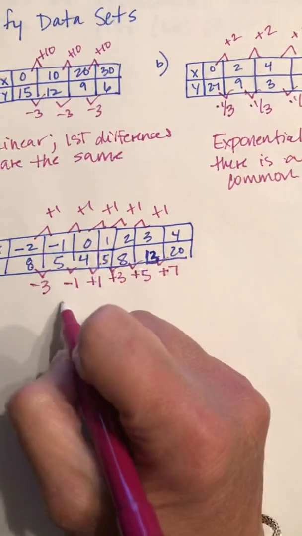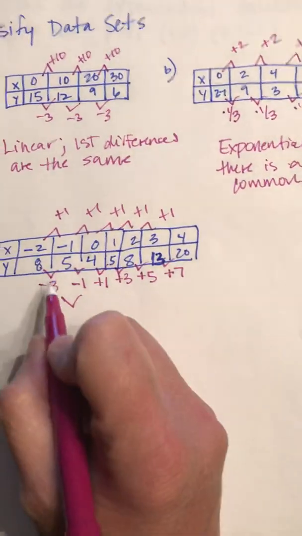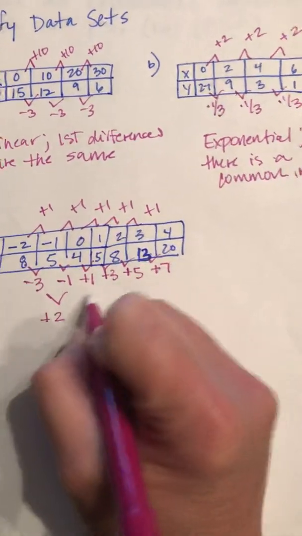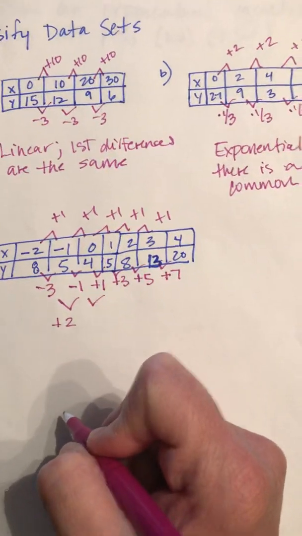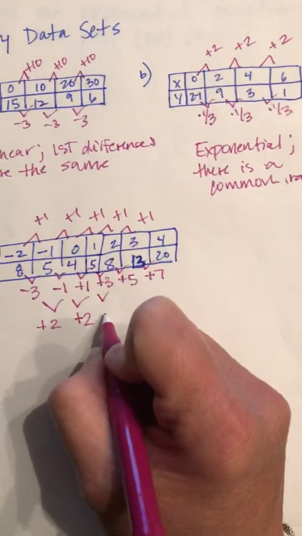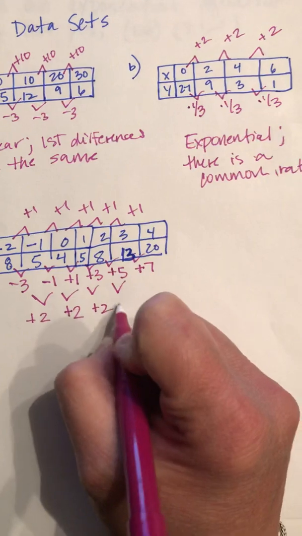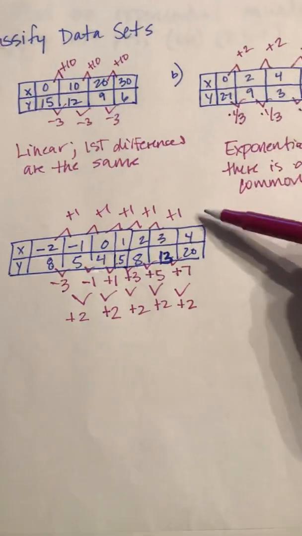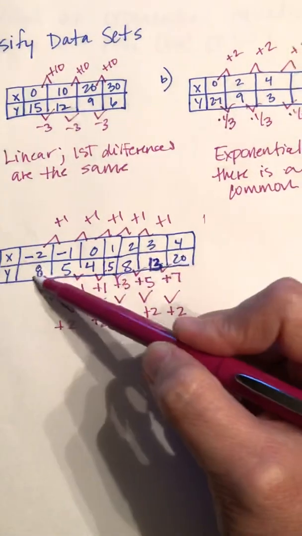But here's what happens when you have your second differences. From -3 to -1 is an increase of 2. From -1 to 1 is an increase of 2. And from 1 to 3 is an increase of 2. 3 to 5, 5 to 7.